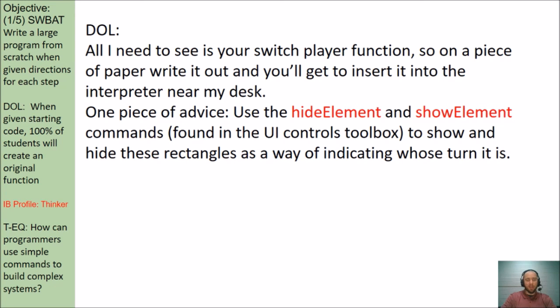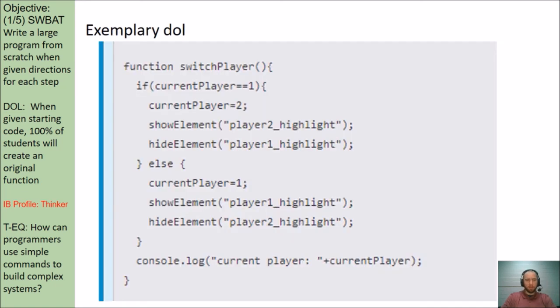Now, one piece of advice with this: the hide element and show element commands are found in the UI controls toolbox. So to show and hide these gray rectangles, you're going to want to use these commands. And just because I can't help myself, I'm going to go ahead and provide an exemplary code example here. I don't want you to copy it, but I want you to use it as a resource to compare with your own code and just make sure you got something that's working.